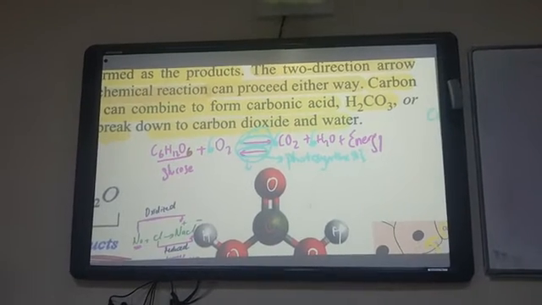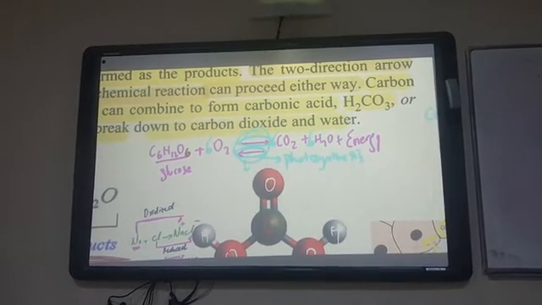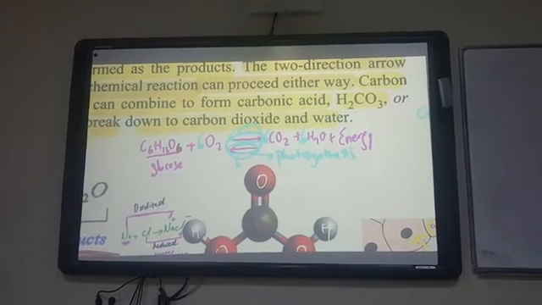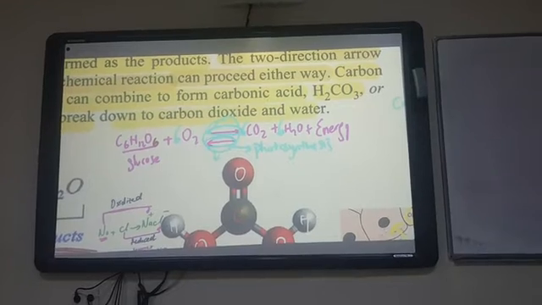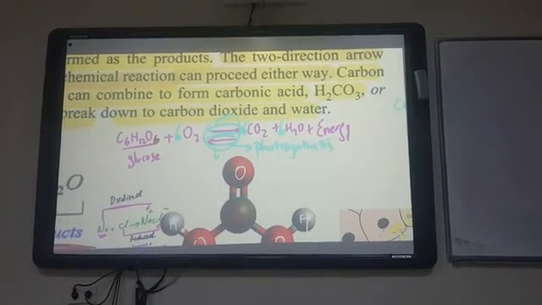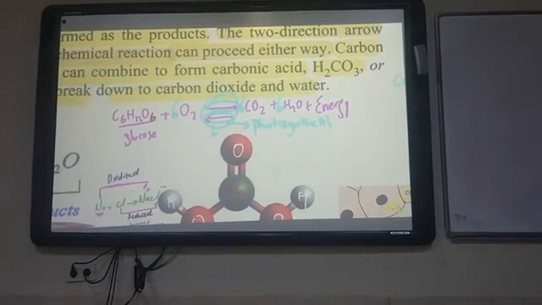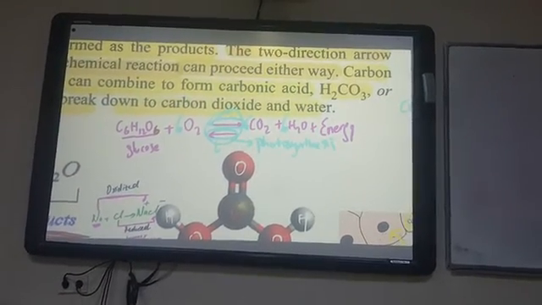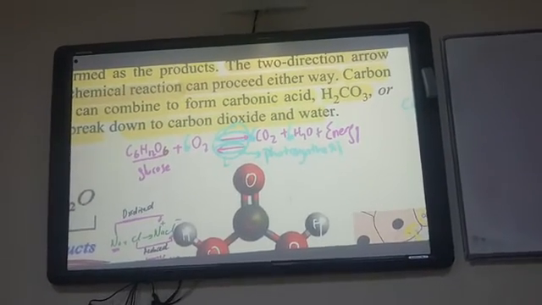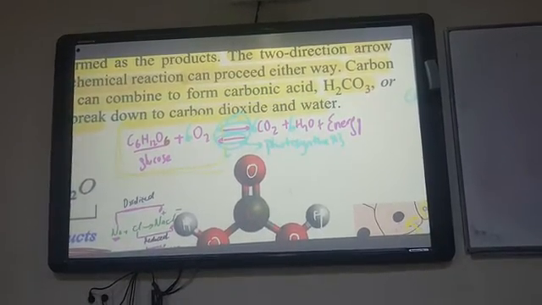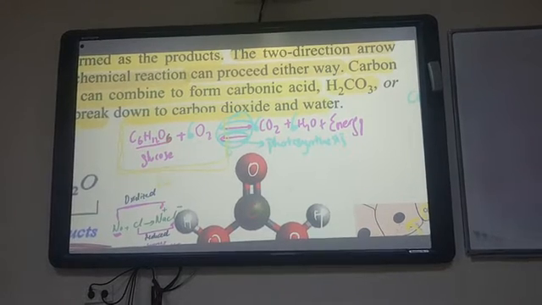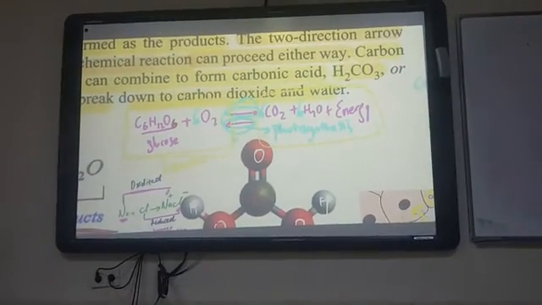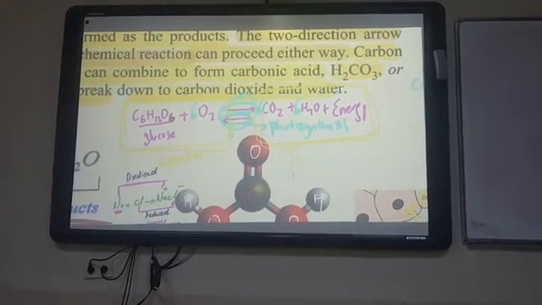The left side of the reaction is reactant, just reactant and product. Left side of the reaction is reactant. Right side of the reaction is product. And here, this part is reactant. And what about this side? Product.